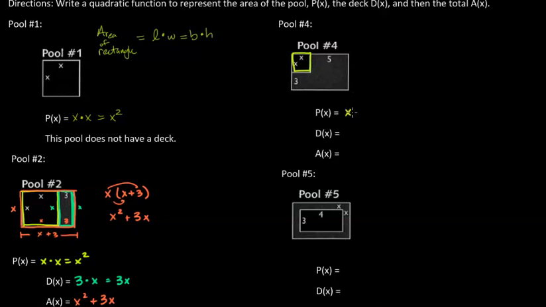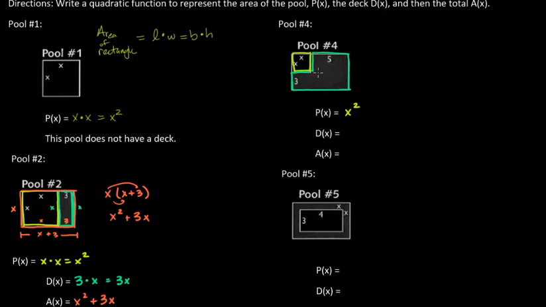So how about our pool area? Well, that is still going to be x times x, which is x squared. But our deck area, I think, is going to be a little bit more complicated to find. And the best way I can describe to you to find this deck area, and it's going to work for pool 5 and pool 6 as well, because we don't have a formula to find the area of a shape like this. There's no set formula to find the area of this L-shaped deck.